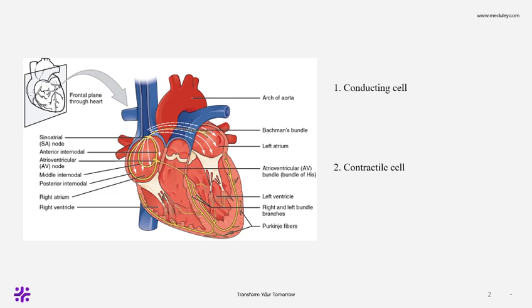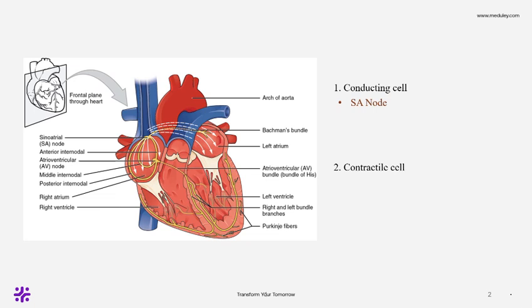So what happens is, first, the SA node. The SA node is a group of cells which is found in the right atrium, close to the junction with the superior vena cava. This SA node has the function of an intrinsic pacemaker cell. That means these nodes generate the electrical impulse themselves. It does not need any neuronal activity to generate the electrical impulse.